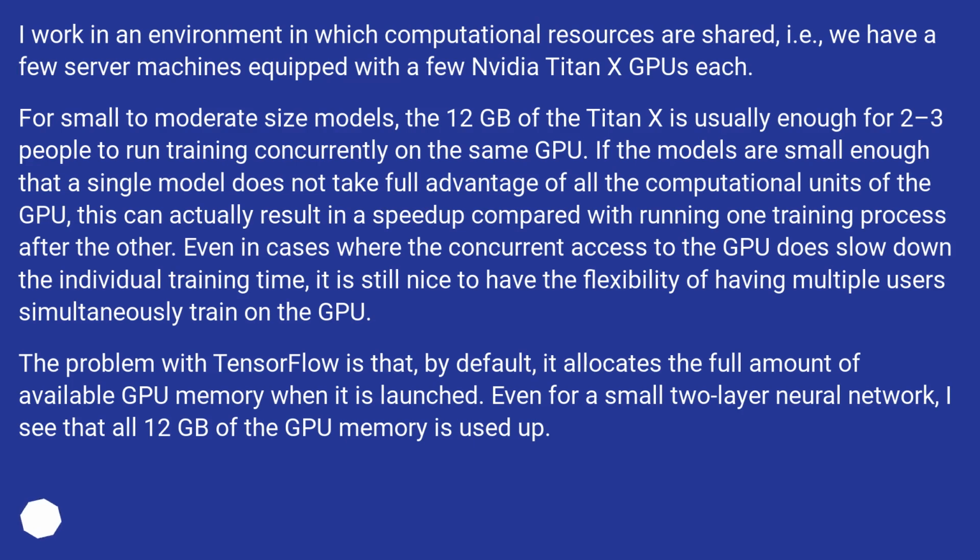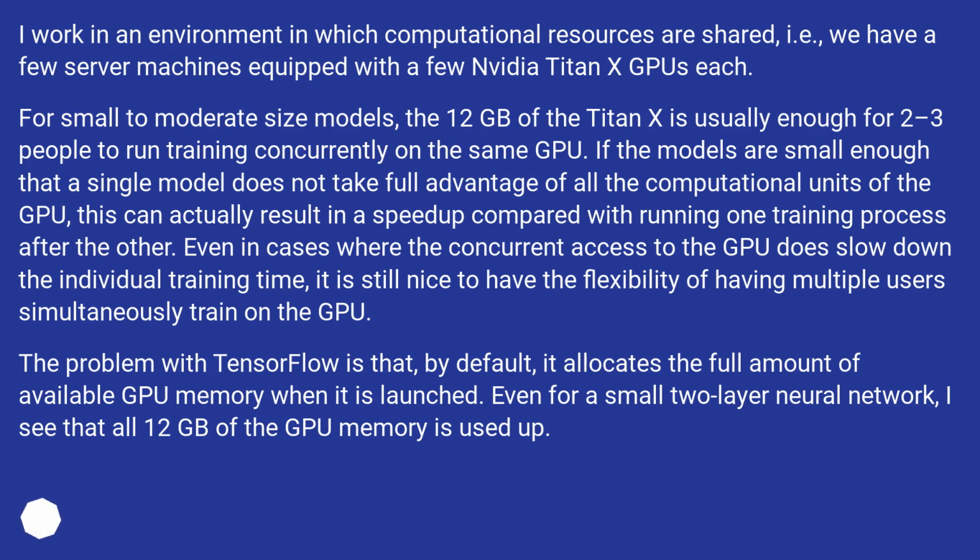If the models are small enough that a single model does not take full advantage of all the computational units of the GPU, this can actually result in a speed-up compared with running one training process after the other. Even in cases where the concurrent access to the GPU does slow down the individual training time, it is still nice to have the flexibility of having multiple users simultaneously train on the GPU.